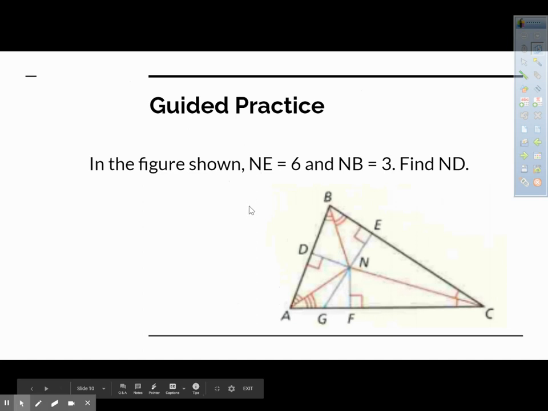All right, you're going to try this one here on your own. It says NE equals 6 and NB equals 3. Find the length of ND. Try this one on your own, and once you type in your answer, it should give you the correct answer.